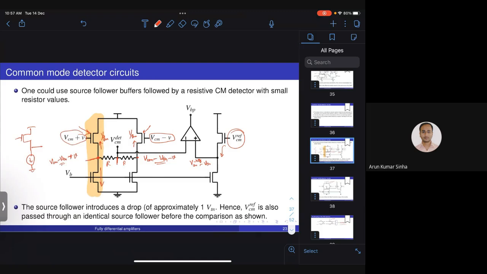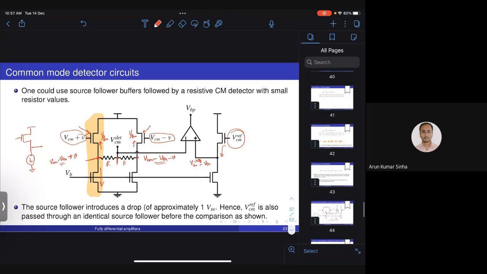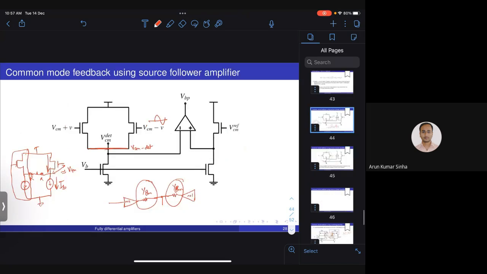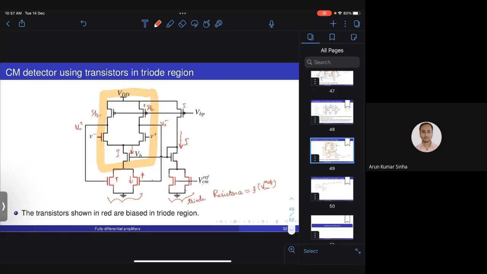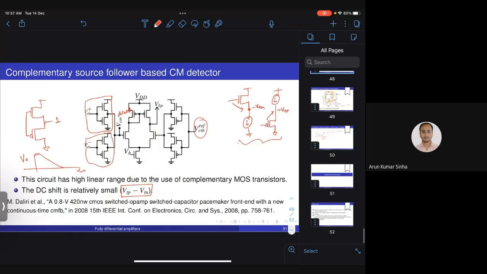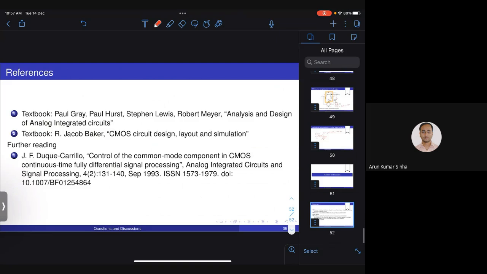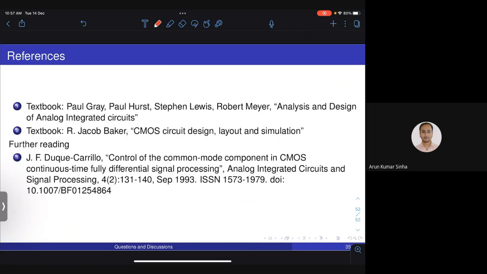One is using the source follower buffer without explicit resistors. The next thing what we saw is using current summing amplifiers or using transistors in triode, and I think there was one more, which is using complementary source follower buffers. So I hope that gives a good overview of how to work with fully differential amplifiers. What are the standard basic problems that one might encounter while doing these kinds of circuits, and how to address them, and a few variants of how to detect common mode.